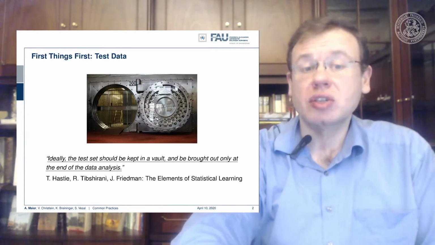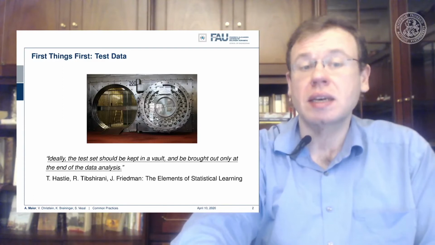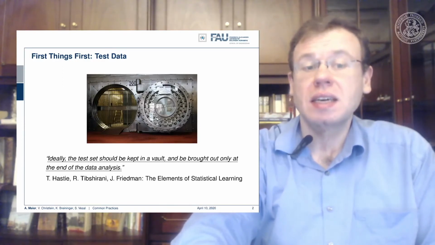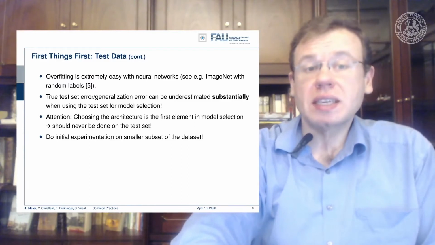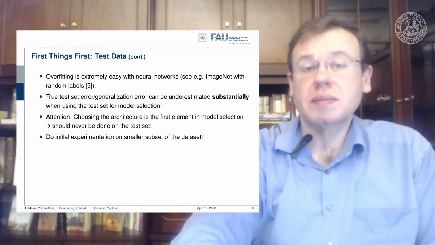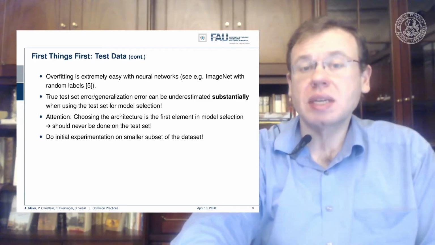Ideally, the test set should be kept in a vault and be brought out only at the end of the data analysis, as Hastie and colleagues teach in The Elements of Statistical Learning. First things first, overfitting is extremely easy with neural networks. Again, ImageNet with random labels. The true test set error and generalization can be underestimated substantially when you use the test set for model selection. Not a good idea.